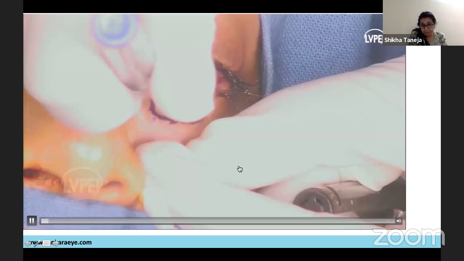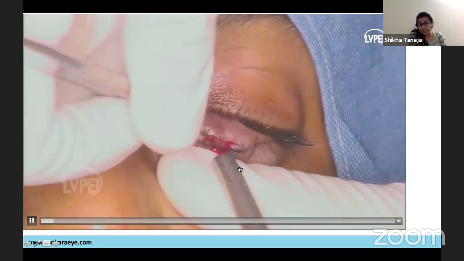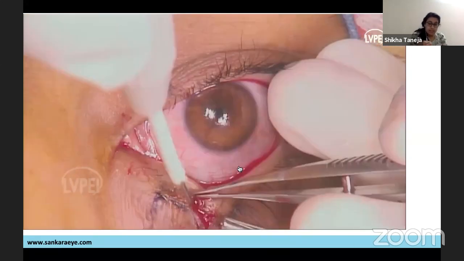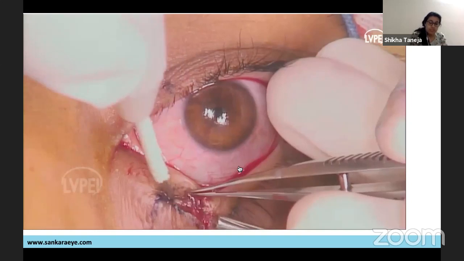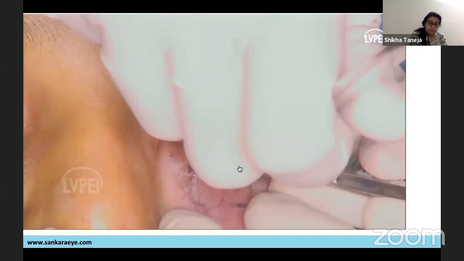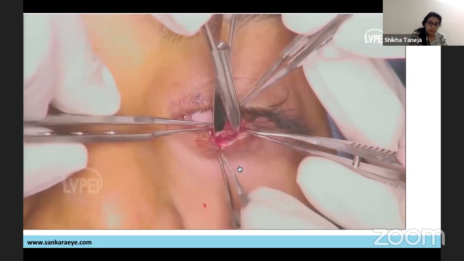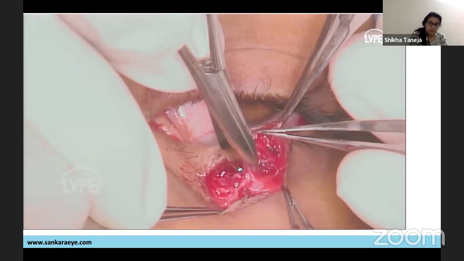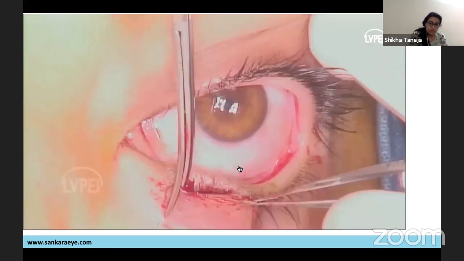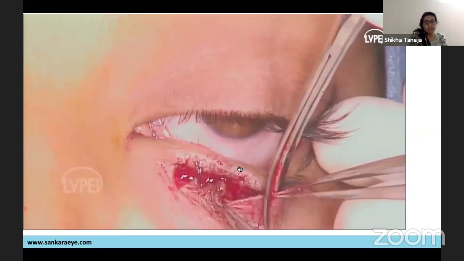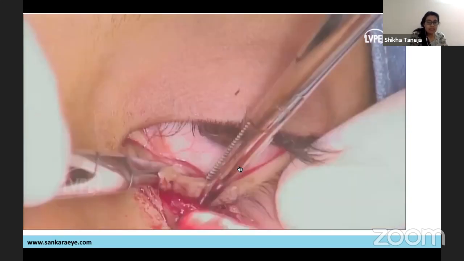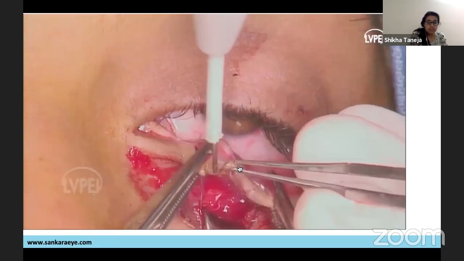So local infiltration was given and a subciliary incision was taken, and the skin and orbicularis were dissected off the lesion, the tarsal plate. So this skin only works as a flap for us later on to reconstruct the anterior lamella. And then we en bloc excise the entire lesion, the tarsus.